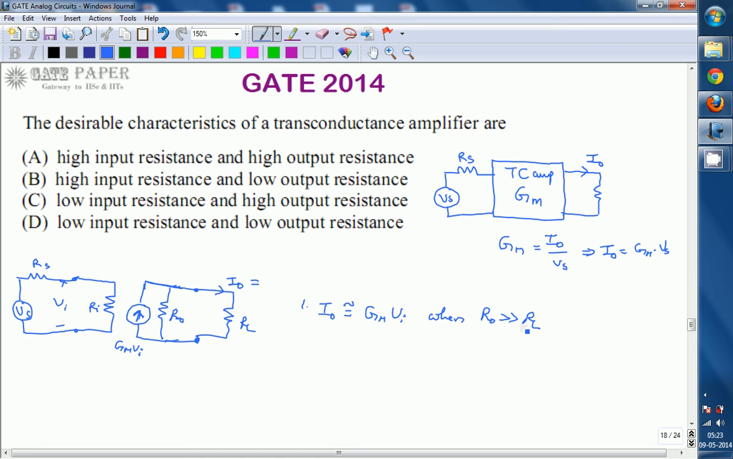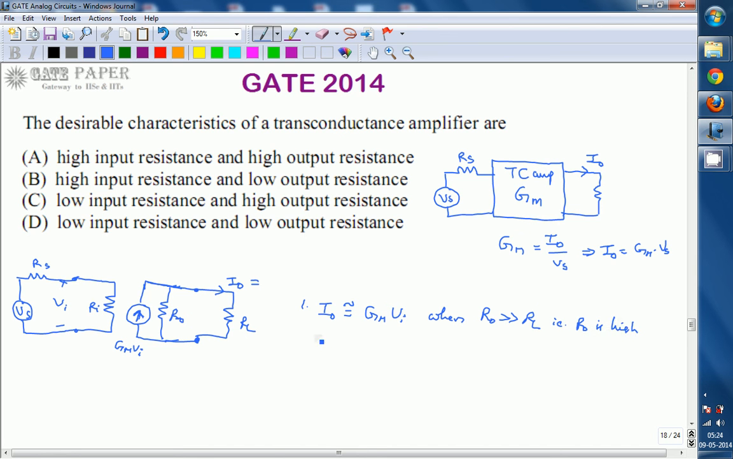Because if R0 is very large, current always flows through the smaller resistor. A smaller resistor means small opposition, so a large current flows. According to the current division rule, if RL is very small, the entire current will flow through RL. So this is the first condition: R0 must be high, that is, R0 is very high.